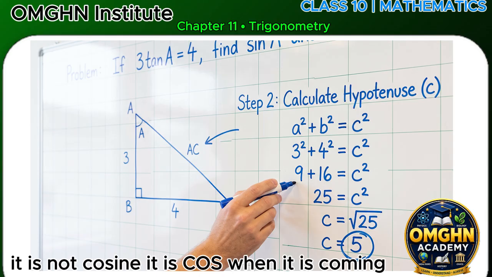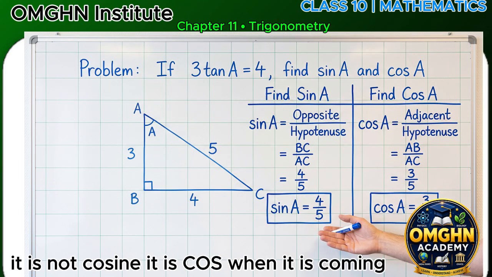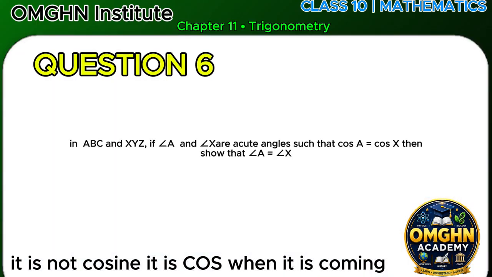Students, we have obtained the famous 3, 4, 5 right triangle. Now sin A is opposite by hypotenuse. Therefore, sin A is 4 by 5. And cosine A is adjacent by hypotenuse. Therefore, cosine A is 3 by 5. So our final answers are sin A equals 4 by 5. Cosine A equals 3 by 5. Very important, students. Whenever you see 3, 4 and 5, remember the 3, 4, 5 right triangle. It is very useful in trigonometry.